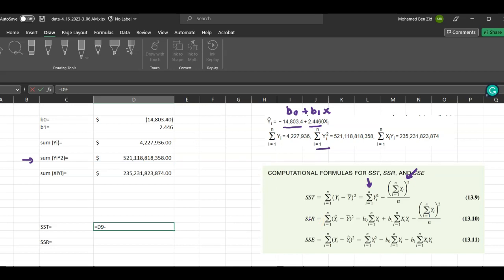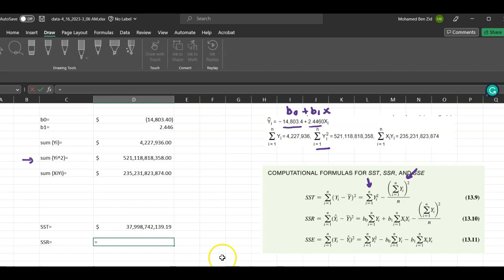So I'm going to open a parenthesis, go back to the cell, click on the sum of yi, which is this value here, close the parenthesis and square it. To square it, you just have to hold shift and press 6, and that's going to be the exponent, and then 2. Then divide by n, which we said is 37, so divide by 37. Okay, and that's going to give me the value of SST.